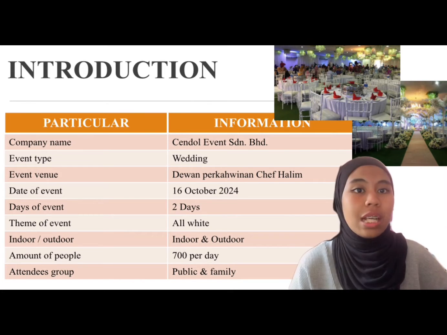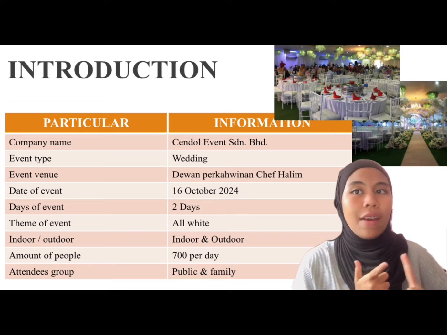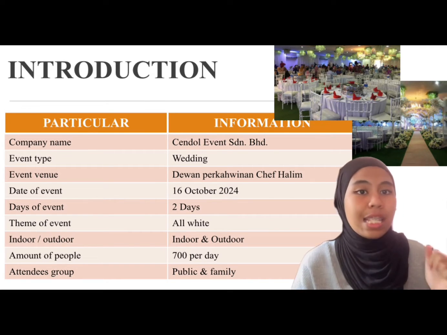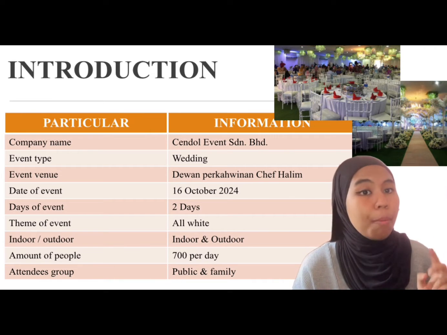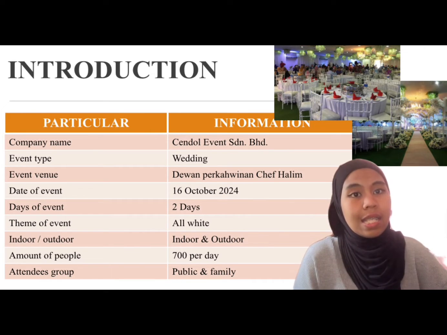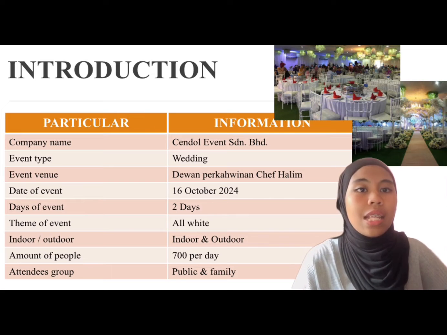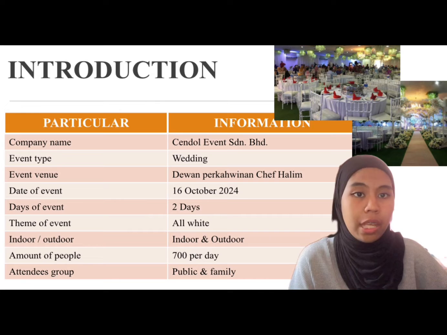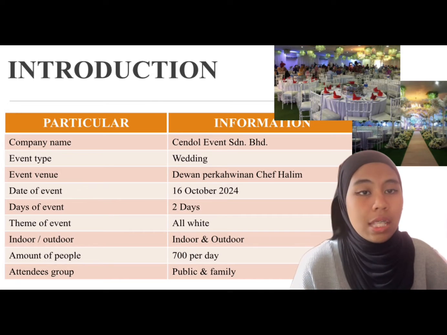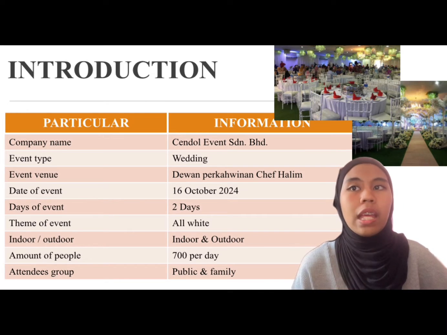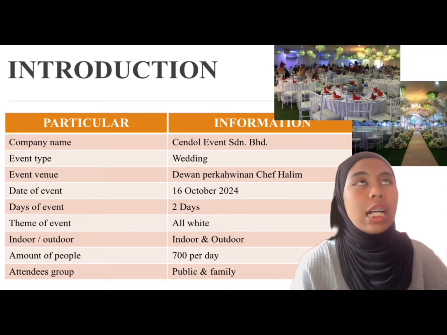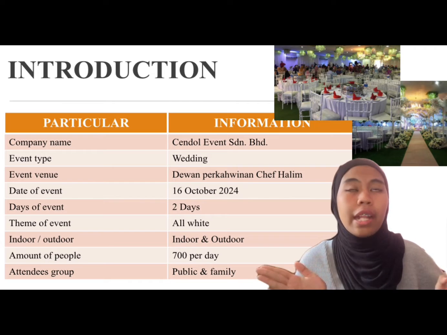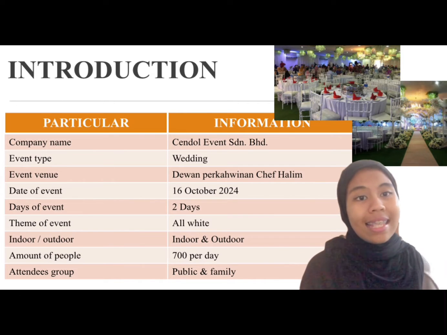The particulars include company name, event type, event venue, date of event, days of event, theme of event, indoor and outdoor, amount of people, and the last one is attendance of group. The first one is company name. Our company name is Chandal Sinurber Hats Company, and the type of event is wedding. The third one is the venue: this event will be held at Dewan Perkahwinan Chef Alim, which is a hall in Kuala Lumpur.